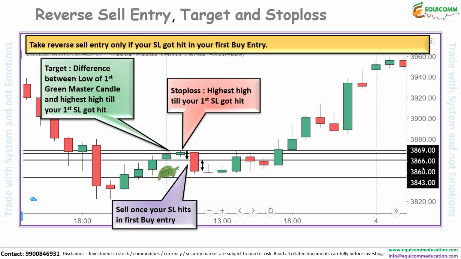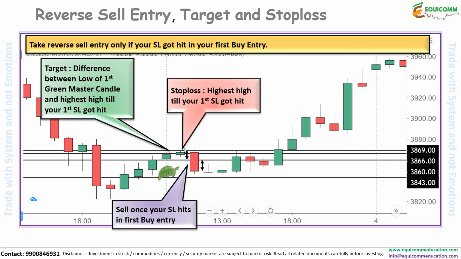So we have to sell below 3860, meaning 3859 we have to sell from 3859. And your first green turtle candle, which one is the highest high? This is the highest high. First line, first number is 3869, right? Plus 1 rupee put. Okay, so 3870 is your stop loss.